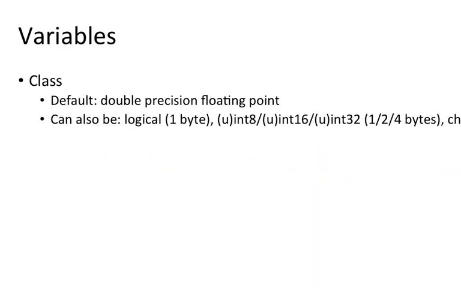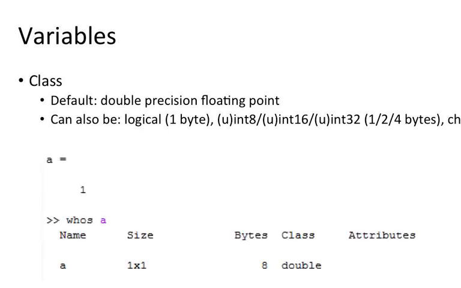Okay, so this is a MATLAB workspace. So let's talk about the variables we're going to use in MATLAB. Most of the variables you're going to use are double precision floating points. So even if you just type a equals to 1, it looks like an integer, but when you look at the details, A is still a double. Of course, you can also have logical, which is Boolean type, and also unsigned or signed integers with 1, 2, or 4 bytes, but you need to specify it explicitly. And of course, you can have strings, like an array of char.